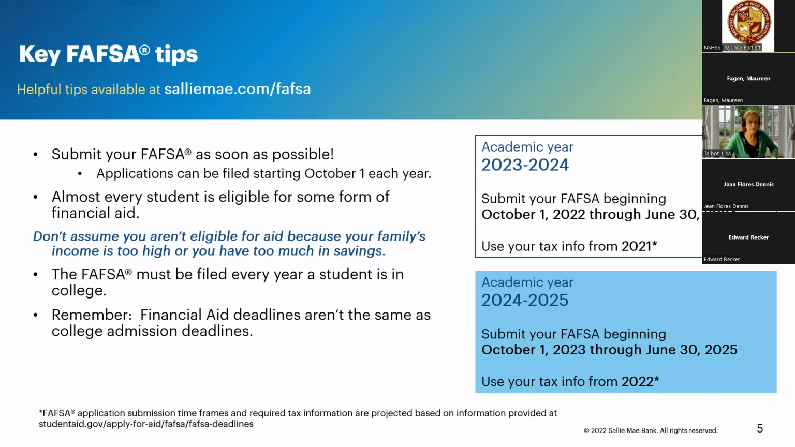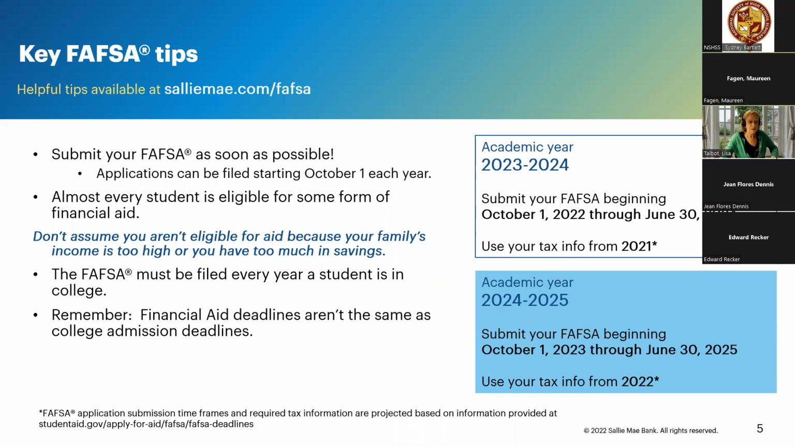So, some key FAFSA tips. The FAFSA first becomes available every year beginning on October 1st, so it's absolutely timely that we're doing this during the month of October. Sallie Mae provides a link to the FAFSA resources at salliemae.com/FAFSA. That's another place to go to see FAQs and get some instruction on completing the FAFSA.